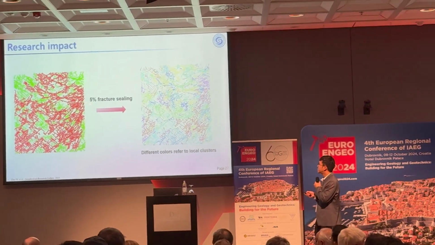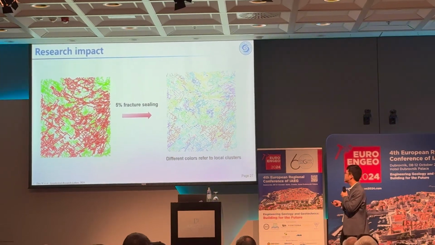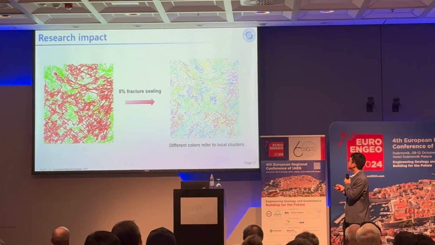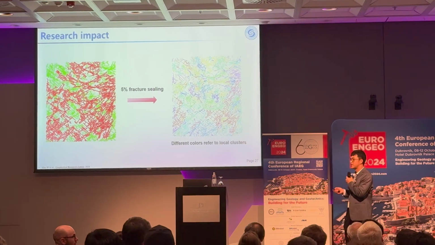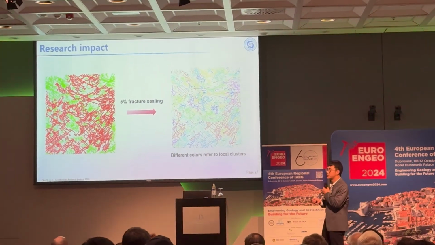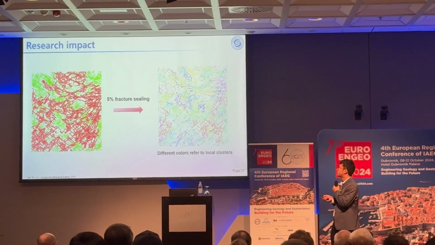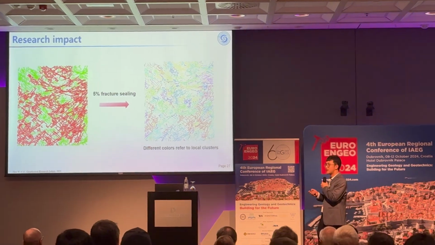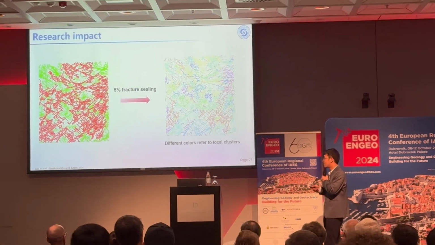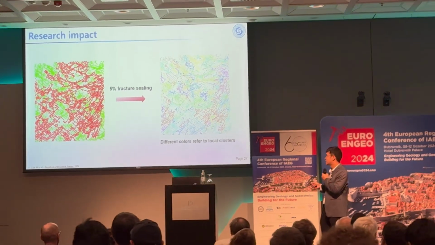If you just randomly distribute the fracture thinning in these fracture networks, just 5% of it, you will divide this fracture network into multiple local clusters, and the connectivity will be significantly reduced. This is uniformly distributed fracture thinning. If you intentionally seal some very critical fractures, for example, the linkage fractures between different clusters, then it will have a much more significant impact on the connectivity.